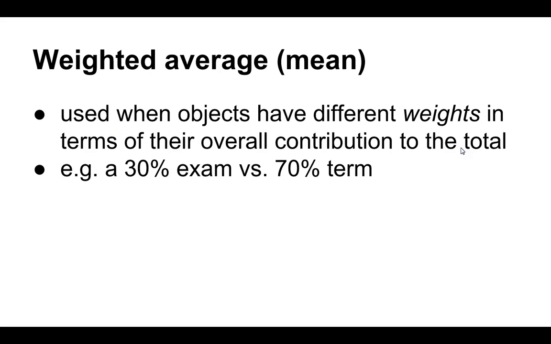Now, the next concept I'd like to cover is the weighted average, the weighted mean. You can call it either. Common parlance is to use weighted average, but I guess technically it's the weighted arithmetic mean. And this is when objects have different weights in terms of their overall contribution to the total. So for example, when you're talking a 30% exam and 70% term mark, that is a weighted average.